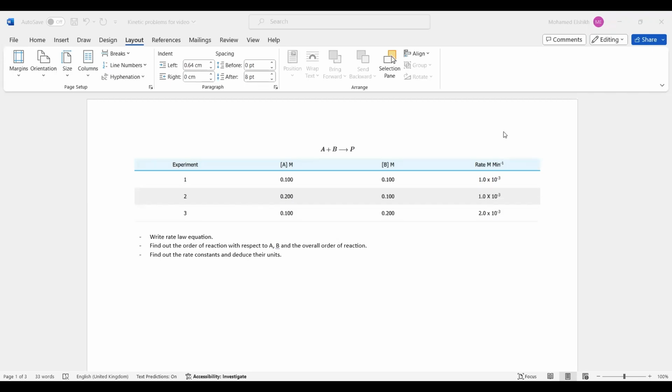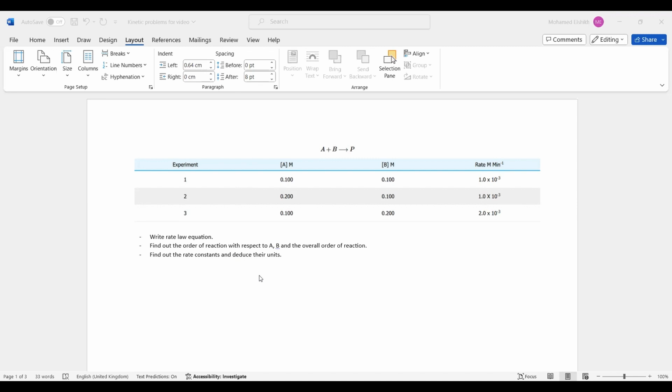Okay, so welcome to the session. The session is in relation to calculations of some kinetic problems. This is basically a very typical problem that you'll encounter while you are studying kinetics.